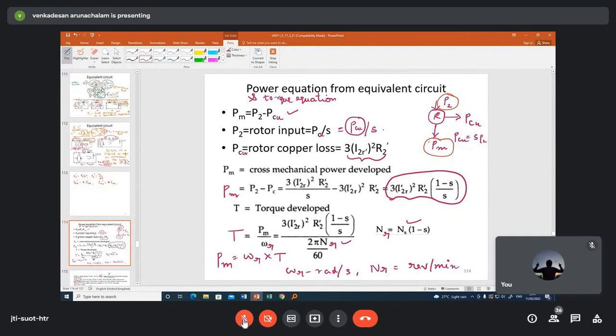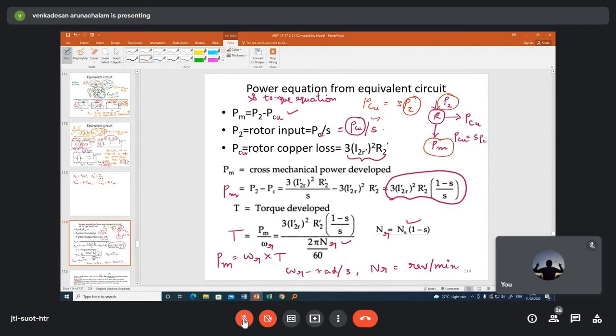Sometimes this is very much useful to solve problems in GATE examination. The derivation is very simple. What is PM? PM is P2 minus P copper loss. And P2 is nothing but P copper loss divided by S. Or in other words, P copper loss is nothing but S times P2. So from this I can write P2 is nothing but P copper loss by S.